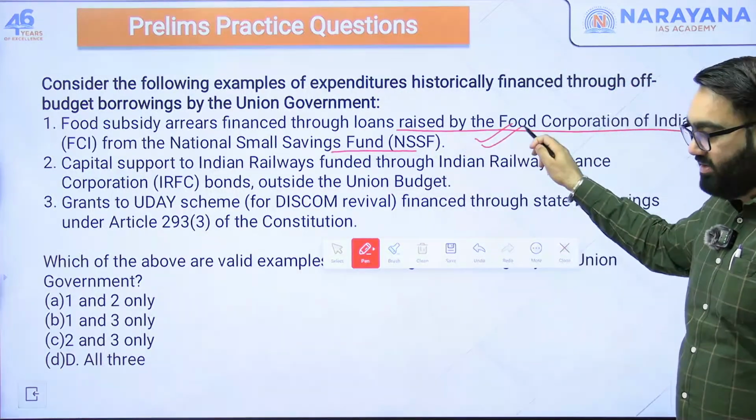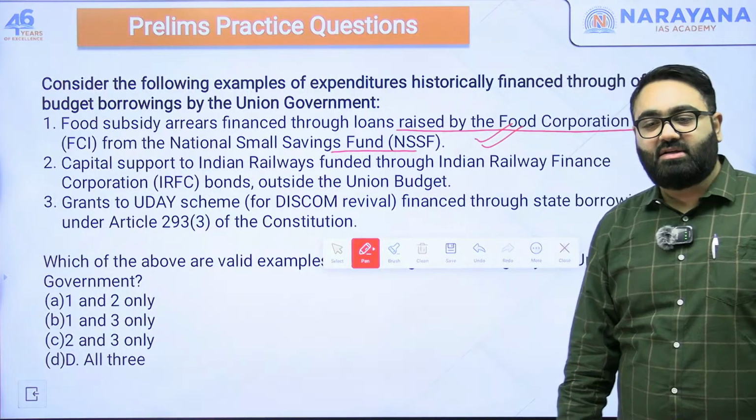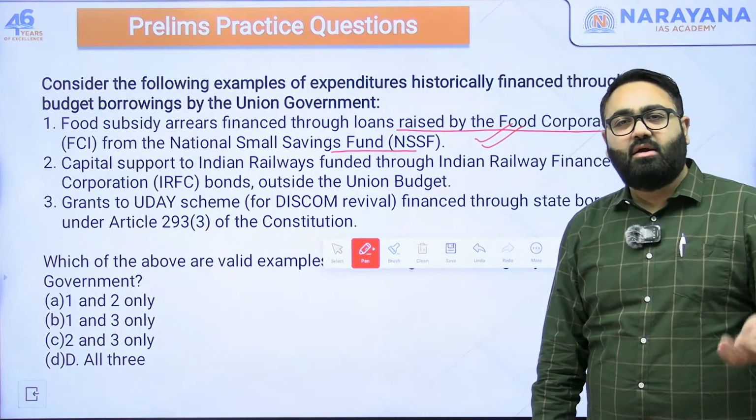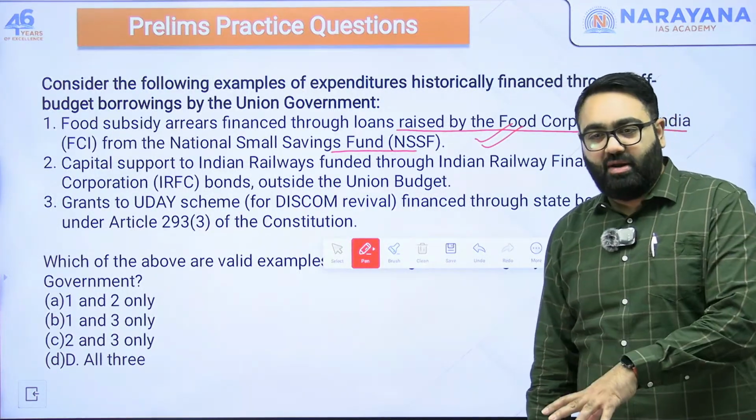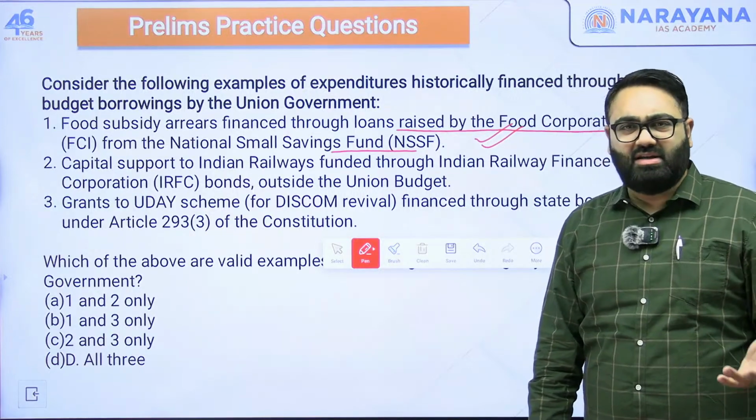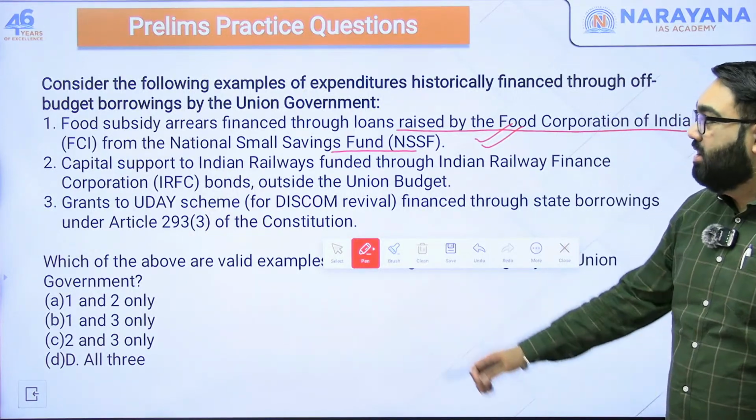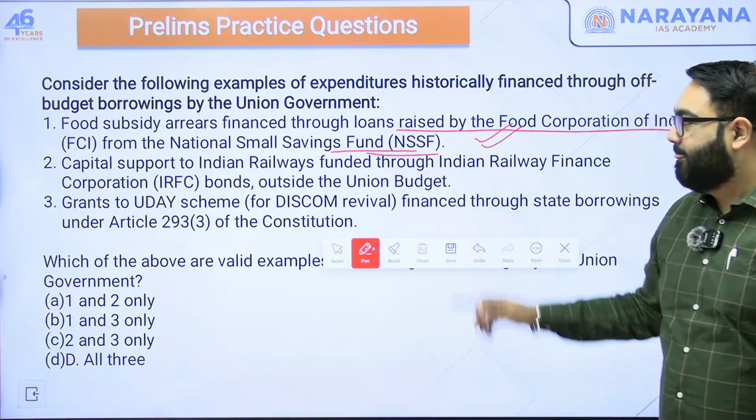Yes, this is what off-budget borrowing looks like. As we had discussed, asking the Food Corporation of India to take the loan rather than the government coming in between. They might take a loan from the government agency itself. So in this case, they have taken a loan from National Small Saving Fund.